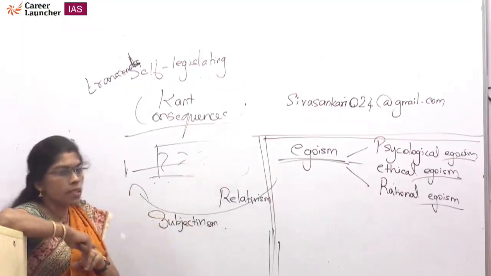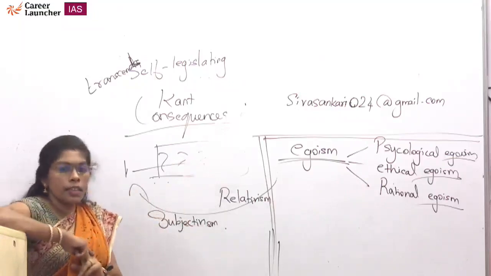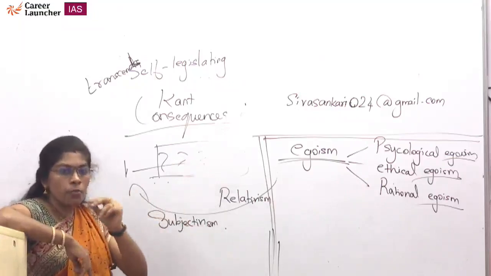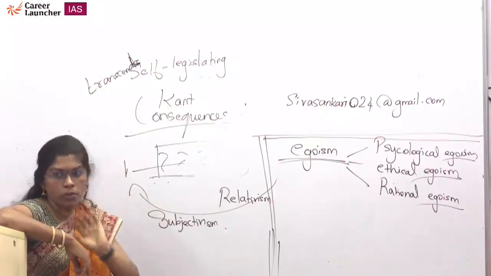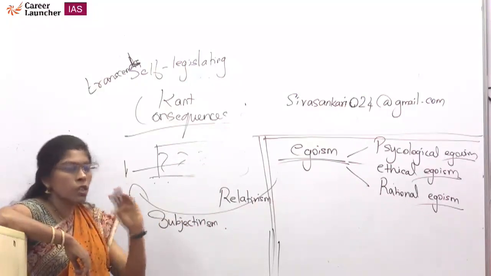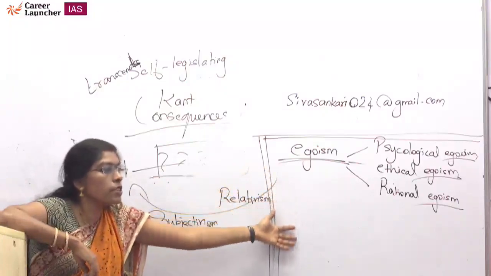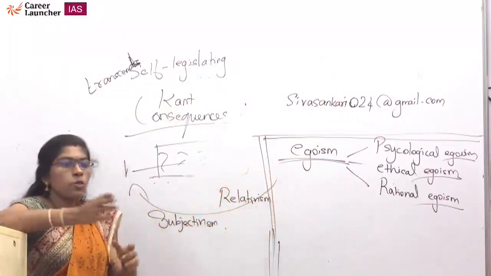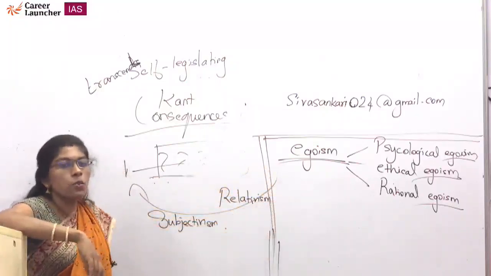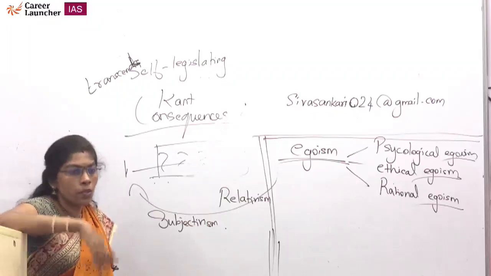Psychological egoism says that it is the natural tendency of humans to think in their own interest. But then they ask, what about altruistic people? And sociology will also study suicides, different types of suicide.